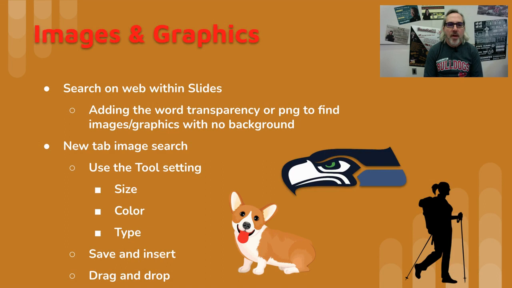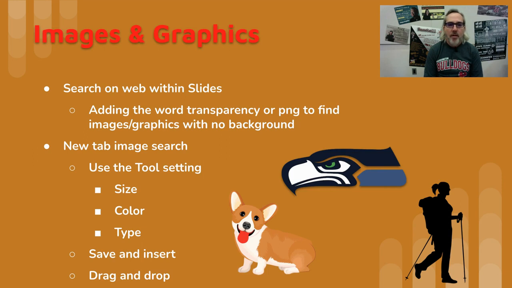When using Google Slides, I have my students generally search for images either within slides and add the word transparency or PNG to their search, or I ask them to go to a new tab and do an image search, and then use some of the tool settings to adjust for size, color, type, and then I have them either save it to their drive and then insert it into their slide, or do the drag and drop that I showed you with Cool Text.